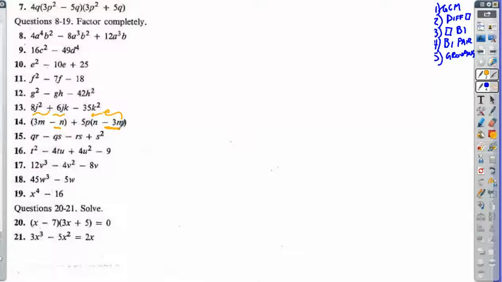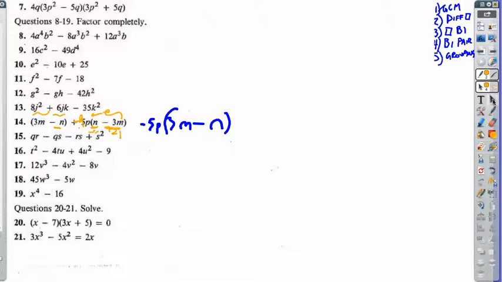And so what I'm going to do here is I'm going to factor out a -1 to this binomial, which means I also have to multiply this by -1. Hope you can read that. So n divided by -1 is going to be -n. -3m divided by -1 is going to be 3m. And I now have a -5p on the outside.